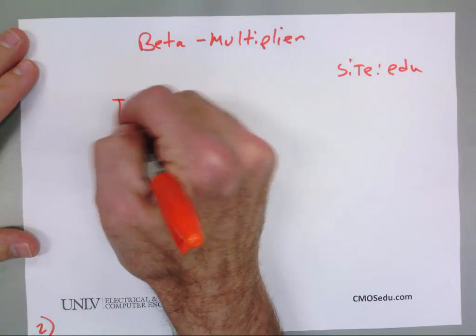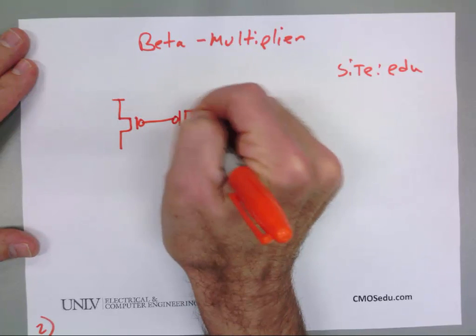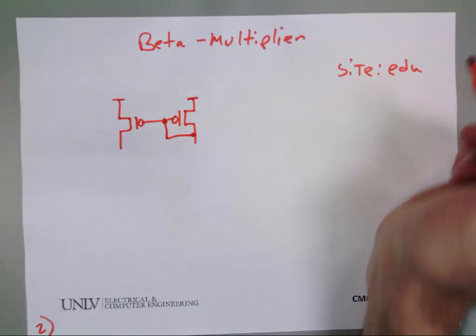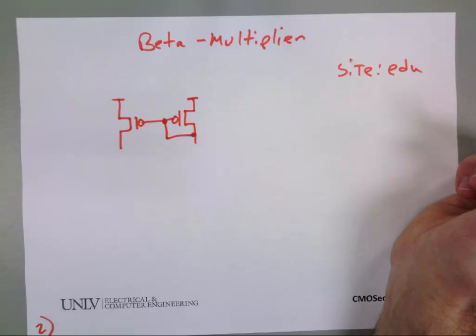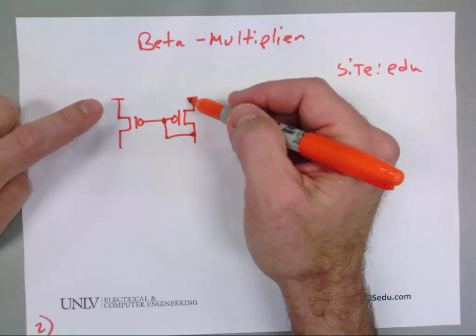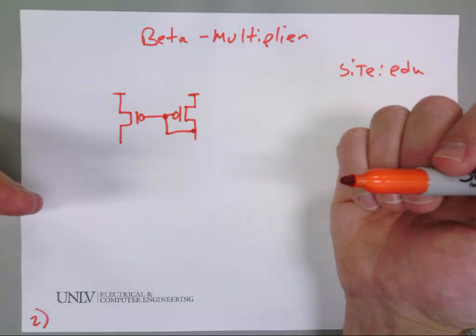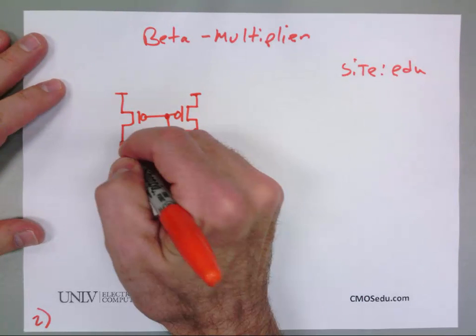So I'm going to sketch the PMOS current mirror, and I'm going to sketch this. And what's the point of this circuit? It's to make sure that both sides have the same current. So we want both sides to have the same current. Does everybody agree with that? Okay, then I'm going to come over here.